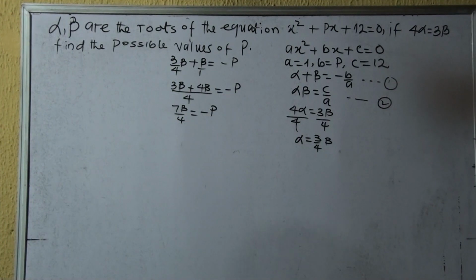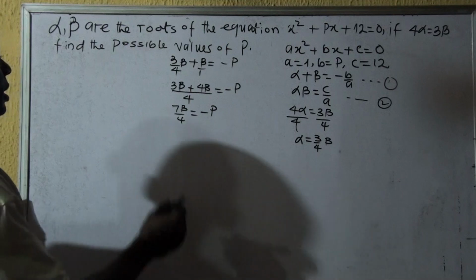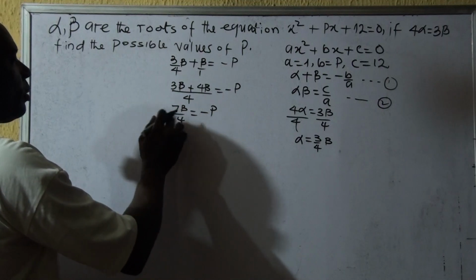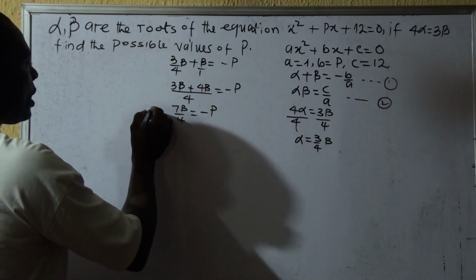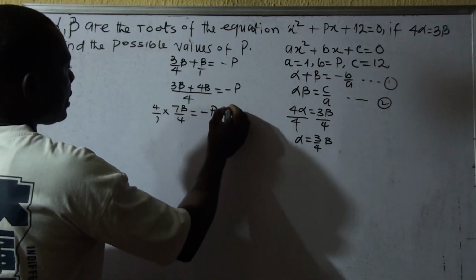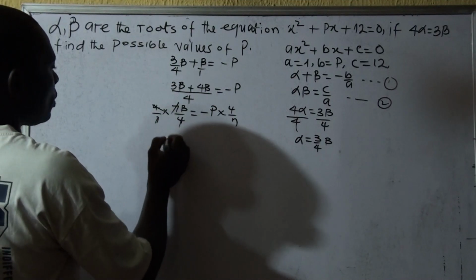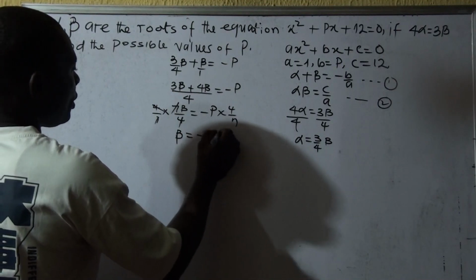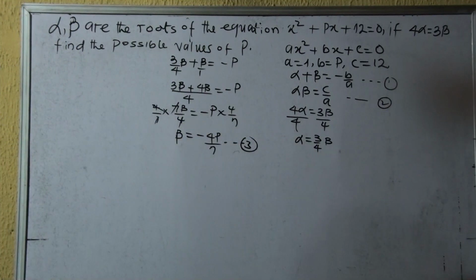It is also possible for us to make beta the subject of the relation, and this can be done by multiplying both sides by 4 over 7, the multiplicative inverse of 7 over 4. So we obtain the value of beta to be minus 4p over 7. This is equation 3.